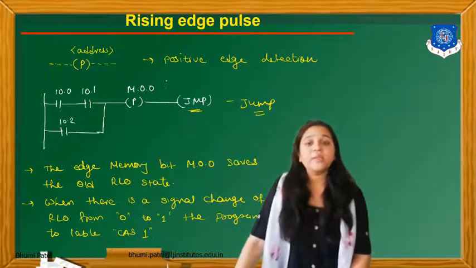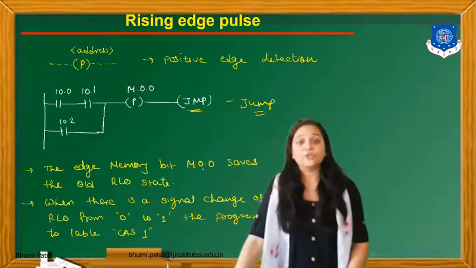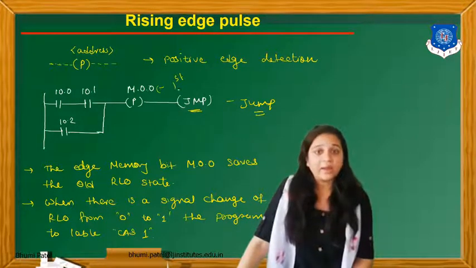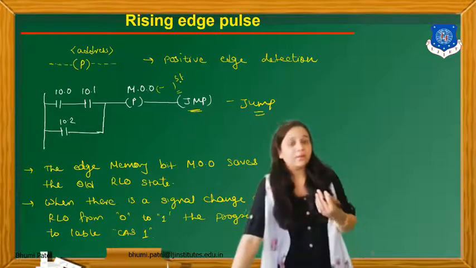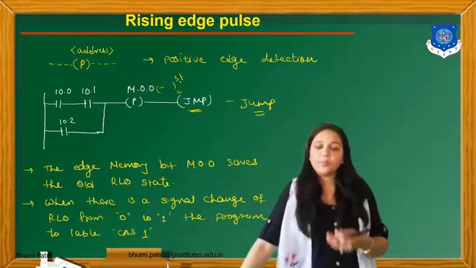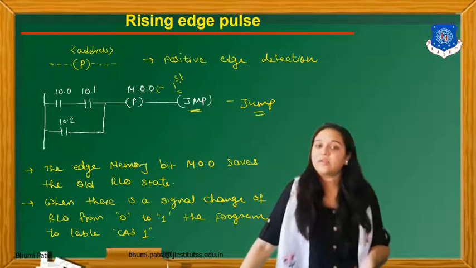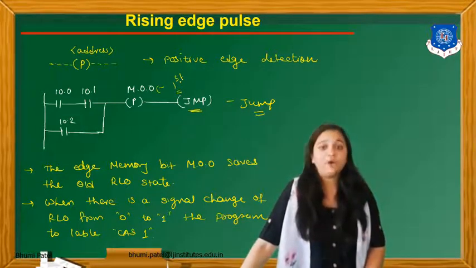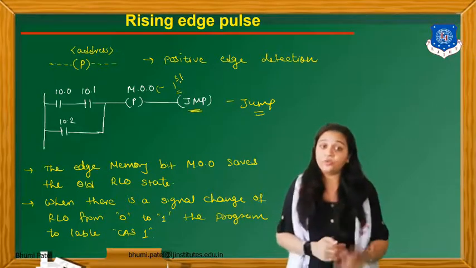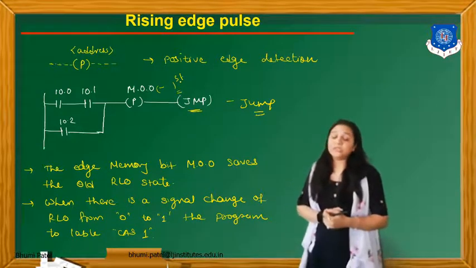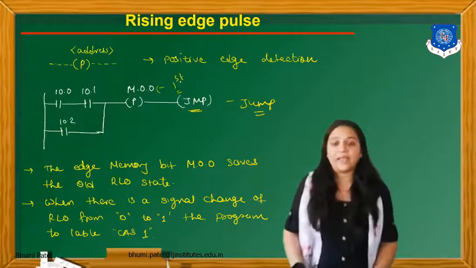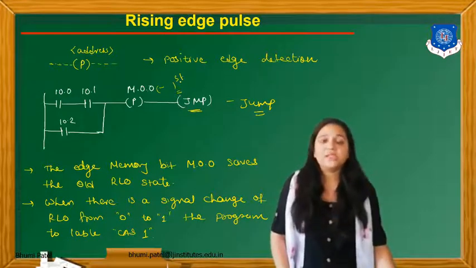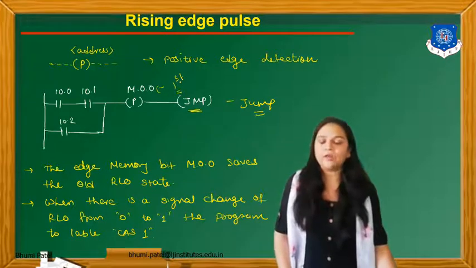If we run the PLC program the first time, the output data of the first program is saved in the memory. If we run the same or a different logic in the same PLC, it will save the second data. So when there is a signal change of the RLO from 0 to 1, the program is labeled from 0 to 1. So what is the function of the memory bit? It saves the old RLO state.